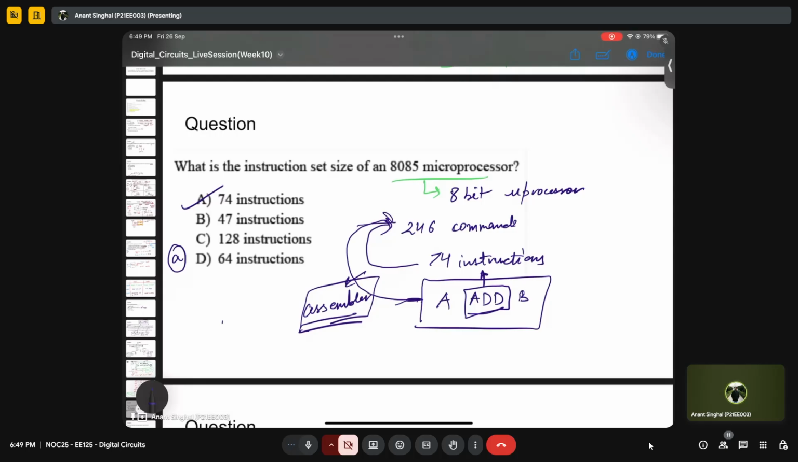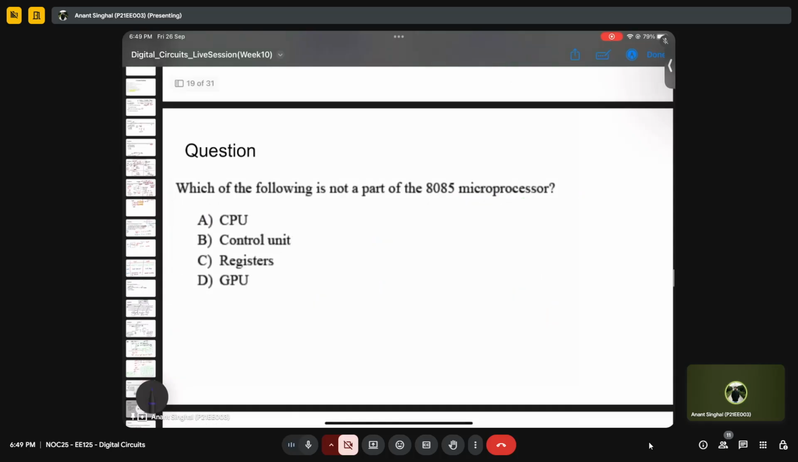So let's move ahead. Now it says, which of the following is not a part of the 8085 microprocessor? Okay, so this option is not correct. It should be ALU.